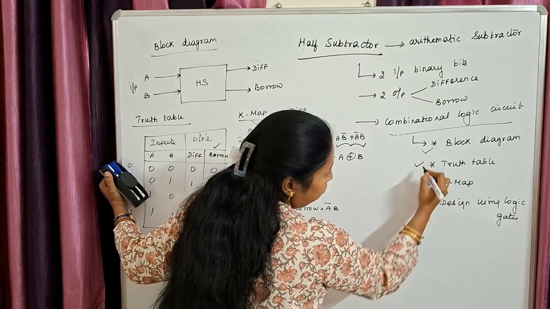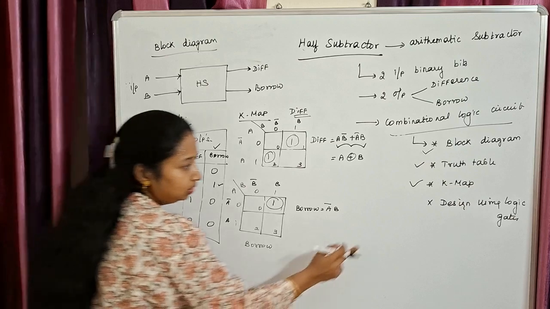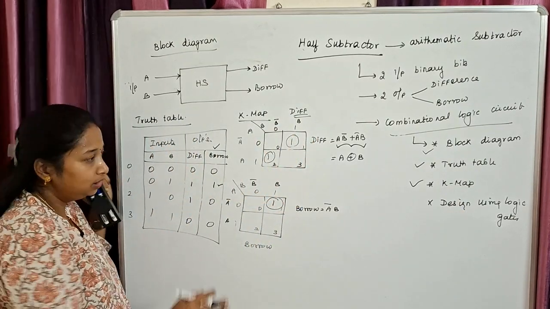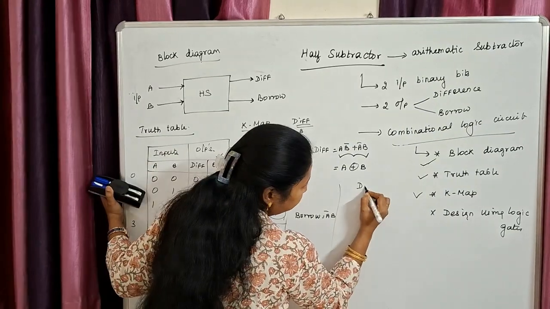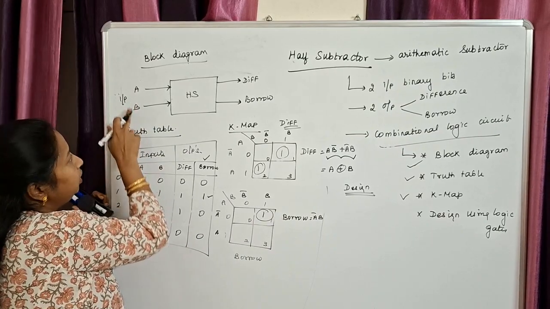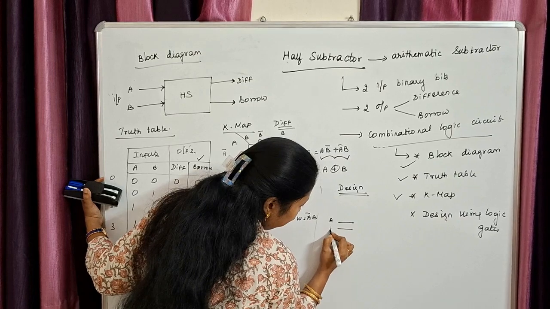Now we have done the truth table, we have done the K-map, and then we have found the Boolean expression as well. So what is the final step? You have to design them using logic gates. So let's do the designing part. Now for designing, how many inputs do I have? I've got only 2 inputs, A and B. So let me take both my inputs. This is A and this is B.